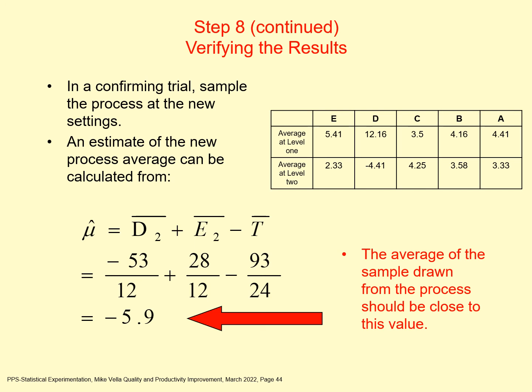Now, in a confirming trial, you may want to anticipate or predict what you think the results will be. And to do that, you can create this little calculation. The estimate of mu, the estimate of what we think the process average will be in the long term, is the average of factor D2 plus the average of factor E2 minus the total average. So it's minus 53 divided by 12, which becomes an average, 28 divided by 12, minus the 93, the total, divided by 24. And so we think that if we set the factors at those levels, on average, our cut length is going to be minus 5.9. And if we want to get closer to 0, then now it's just a matter of setting the bump stop in a way so that the numbers will come closer to 0.